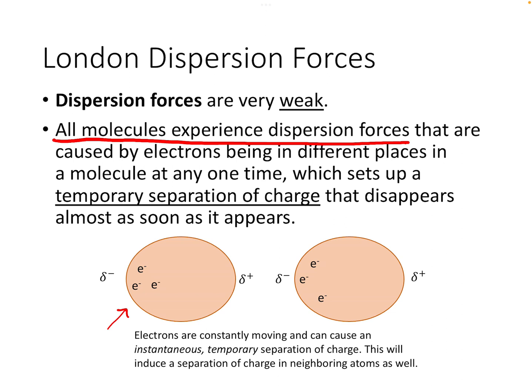But in that one moment where the electrons are on one side of the atom, we do end up with a partial negative charge, and we symbolize this with a delta symbol. So this is the Greek letter delta, the lowercase version, and a negative symbol next to that. On the side that doesn't have electrons, we get a partial positive charge.